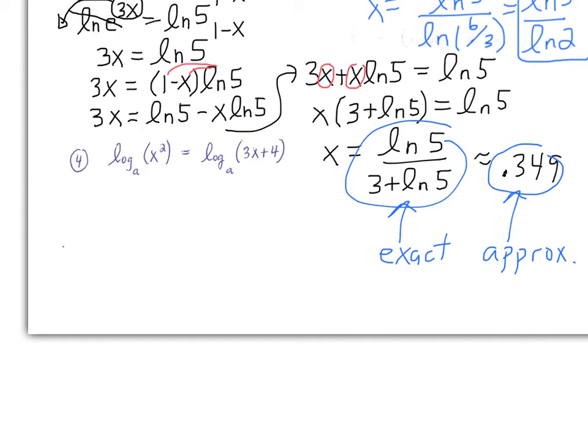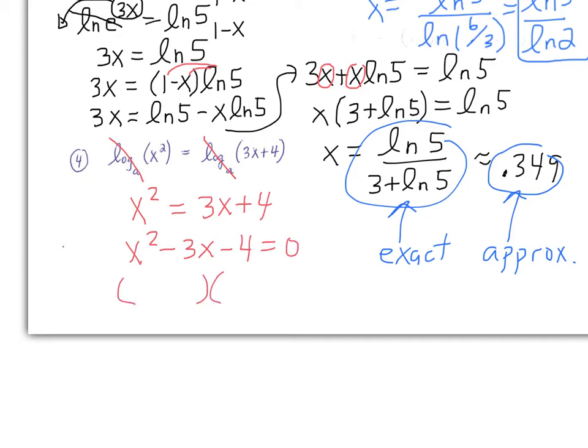So we have log base a of x squared equals log base a of 3x plus 4. Well, notice we're taking the log base a of the entire left side, and we have log base a of the entire right side. So when that's the case, we can de-log it. And notice the bases are the same, a and a. If they were different, we couldn't do that. But because they are the same, we might as well not take the log of anything. Okay, so what we're left with is just x squared equals 3x plus 4. This is a nice simple quadratic to solve.